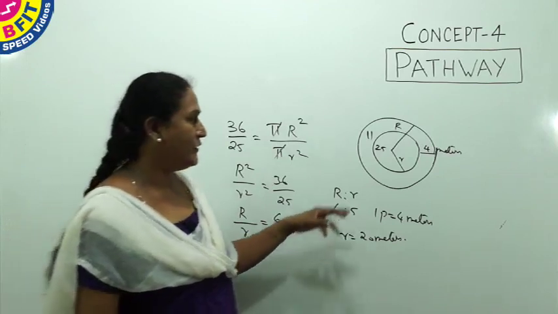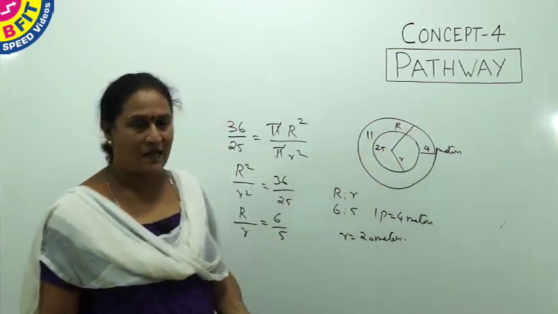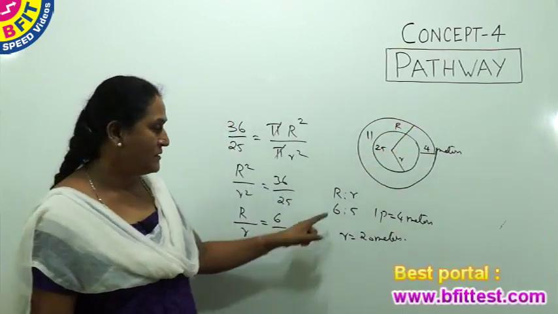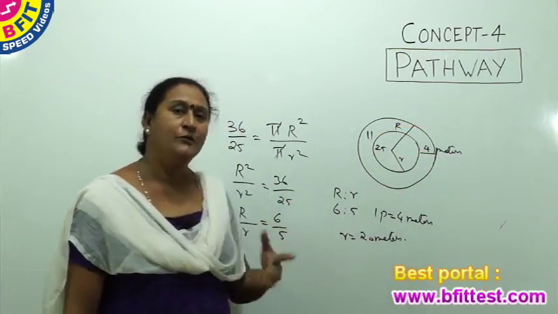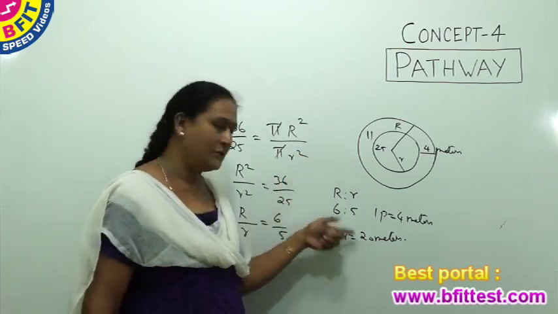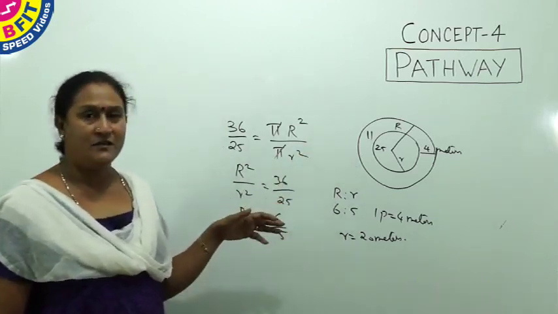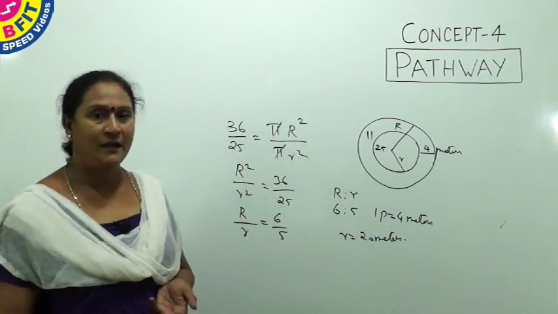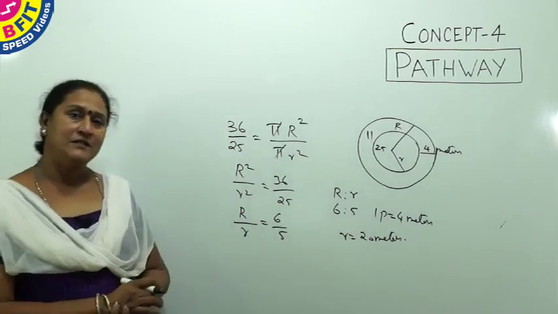Suppose the radius of the pool and the pavement together is asked, now what will be the answer? 6 parts. 6 into 4, 24 will be the answer. So for this question, the radius of the pool is 20 meters and the answer is option A, 20 meters. So we'll see the next question.